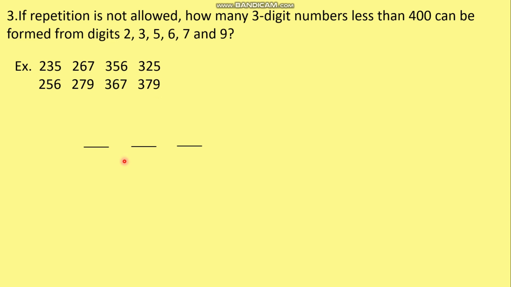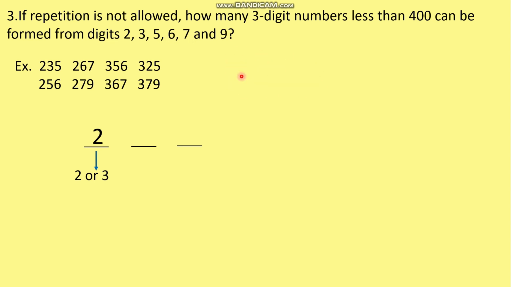So now, gagawa tayo ng 3 blank spaces para sa 3-digit number natin. So ito yung mga position ng mga digit: yung hundreds, tens, and units or ones digit. So para sa hundreds digit natin, meron lang tayong dalawang choices dito. Either 2 or 3 lang. Kasi less than 400, hindi tayo pwede maglagay ng 5, 6, 7, and 9. So, 2 ways lang. Kapag naglagay tayo ng 5, 6, 7, or 9, magiging more than 400 na siya.